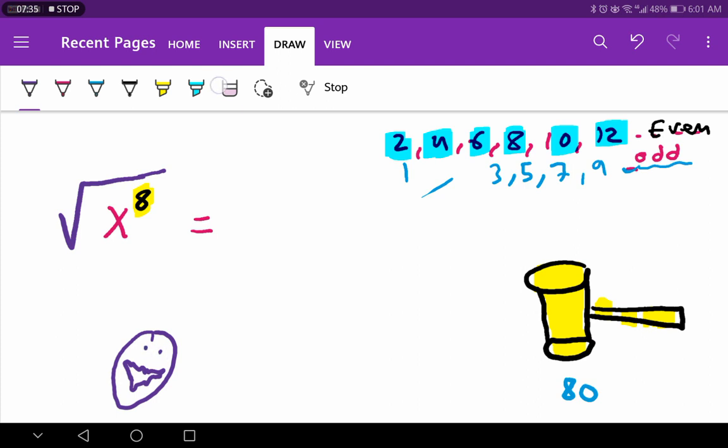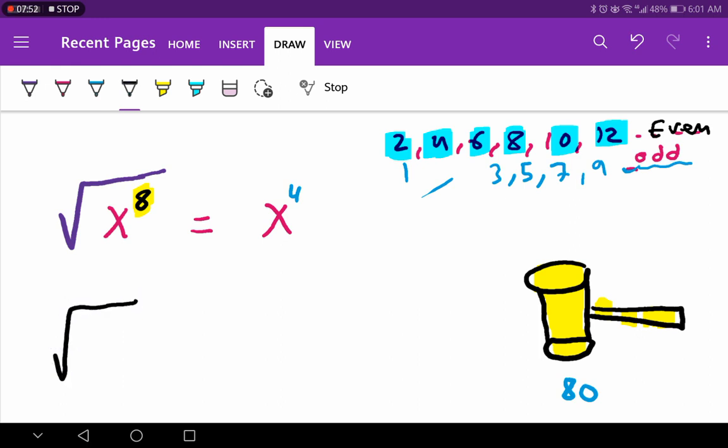Not like this actually, but you must be happy. Okay, and take the half of the 8. So the answer will be x with power 4. Are you happy with that? Good. What if I have odd power, like the 7?